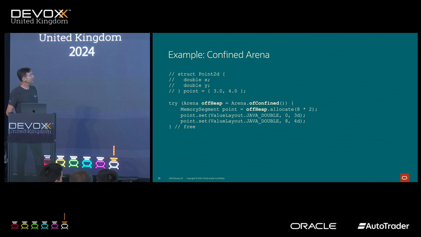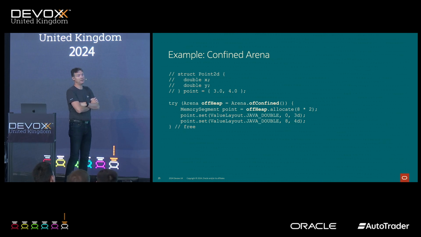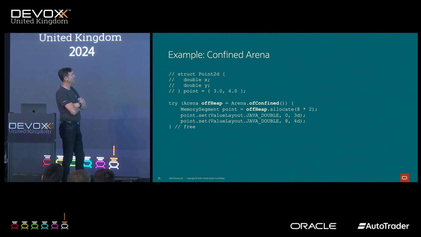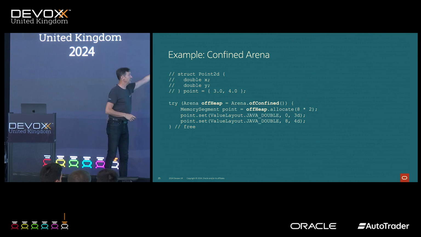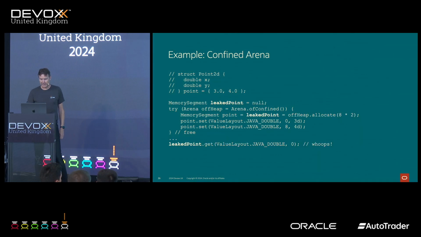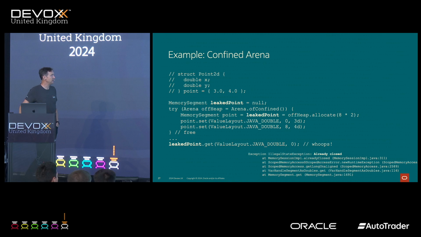So here is another example where we are using a confined arena. Note that we are using try-with-resources here. So when we exit the try-with-resources block, we automatically invoke close on the off-heap arena. We allocate, we set the values, and then we know that all the resources allocated from this arena are going to be deterministically freed when we reach this position here. And I can try to leak this point. If I try to access this leaked point after its life cycle has been closed, I will get an IllegalStateException: already closed. So that's the protection against use-after-free.